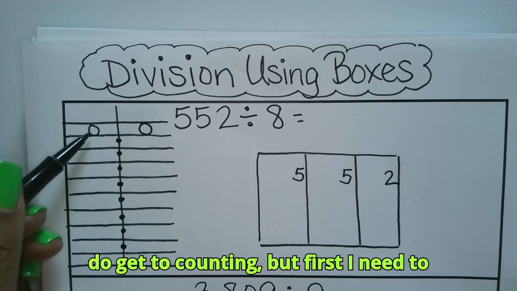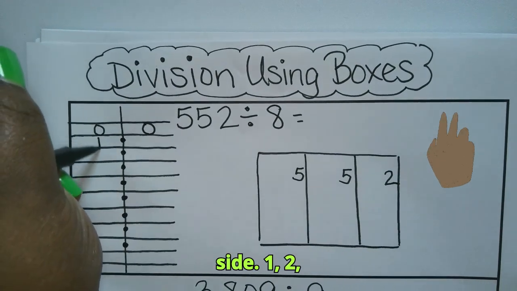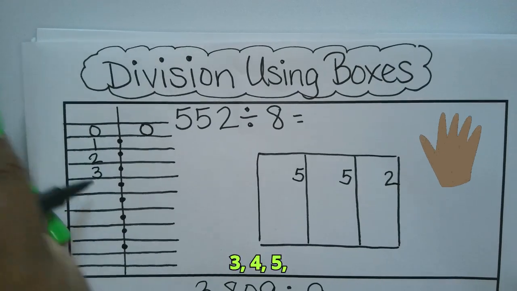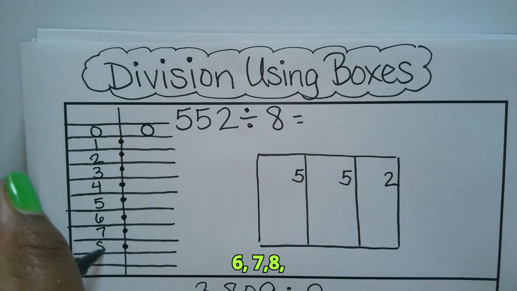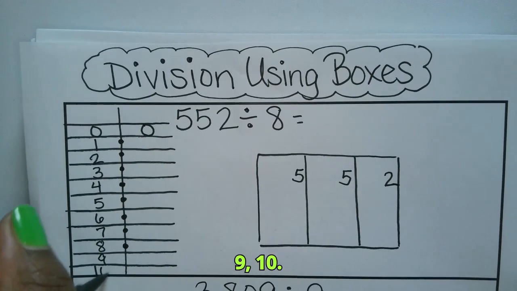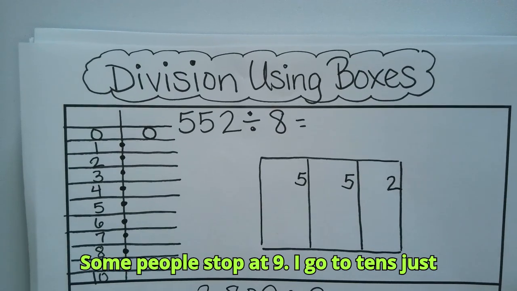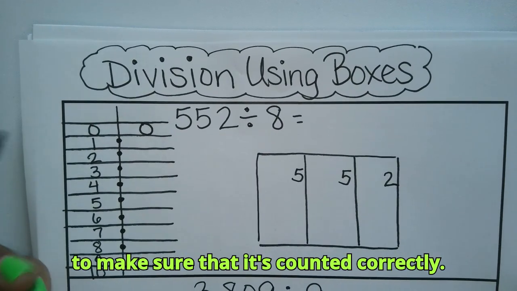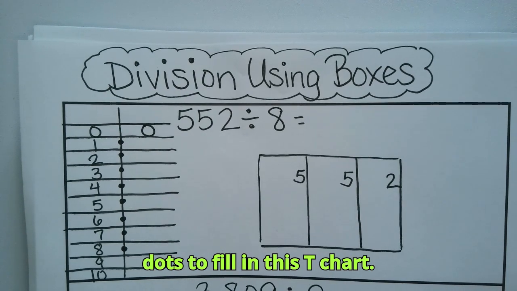But first, I need to go from 1 on down on the left side: 1, 2, 3, 4, 5, 6, 7, 8, 9, 10. Some people stop at 9. I go to 10 just to make sure that it's counted correctly. And then from there, I'm going to use my dots to fill in this T-chart.